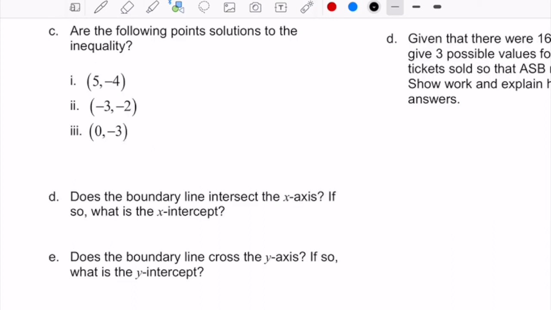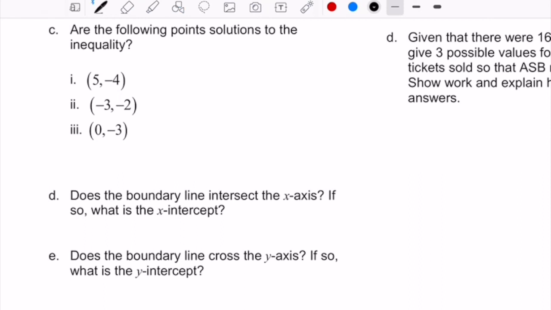To answer question C, we need to determine whether these points are in the shaded or unshaded regions of the graph. (5, -4) would be a yes, because that point is in the shaded region of the graph. (-3, -2) would be a no, because that point is in the unshaded region of the graph. And then lastly, (0, -3) is a point that's on the line. Because this is a solid line, the boundary line is included in the solution set. So the answer to this one is yes.